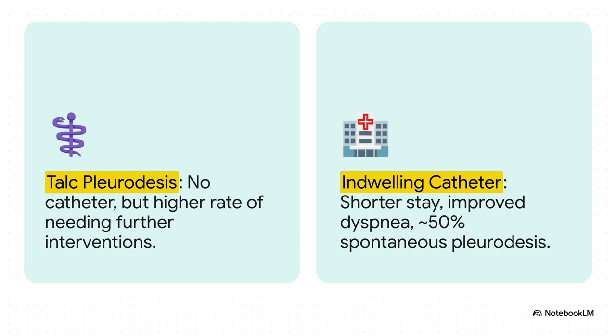On the other hand, you have an indwelling pleural catheter, or IPC. This option offers a shorter initial hospital stay and actually shows improved dyspnea scores at 6 months out. Plus, about half the time, spontaneous pleurodesis occurs anyway, and the catheter can eventually just be removed. The choice here is no longer about one being categorically better. It's driven heavily by patient preference and what fits best with their day-to-day lifestyle.